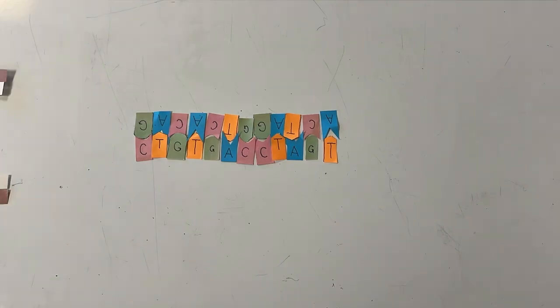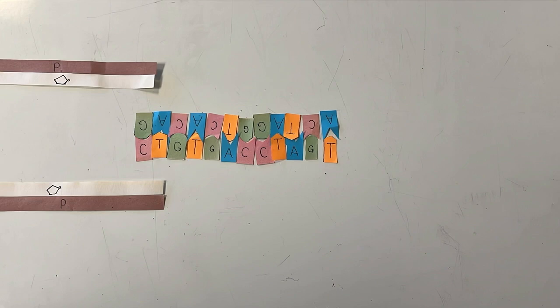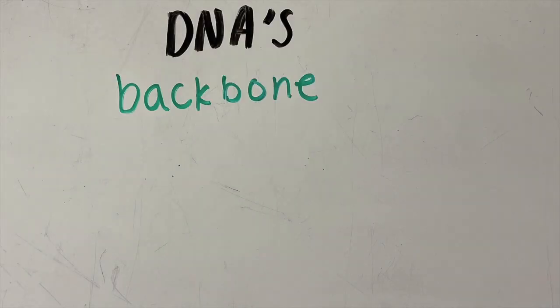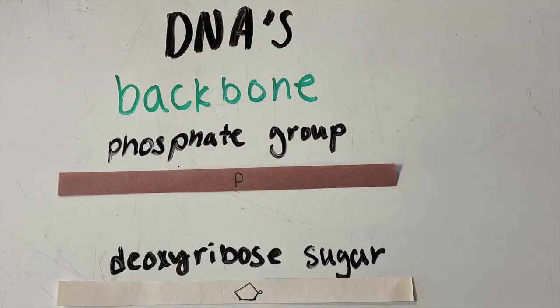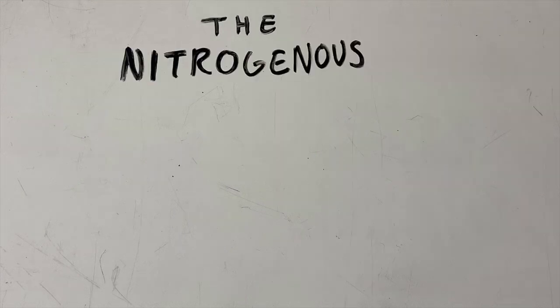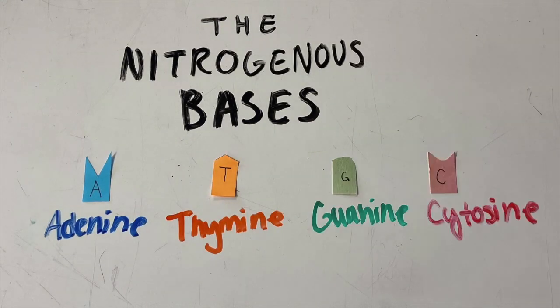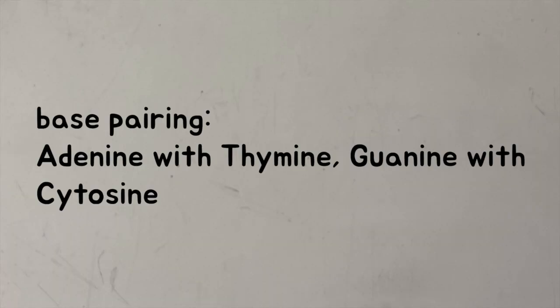So first we have to understand the representations we'll be using and the structure of DNA, which is a double helix model. DNA's backbone is made of a phosphate group and deoxyribose sugar. There are 4 nitrogenous bases for DNA: adenine, thymine, guanine, and cytosine. And we've got a base pairing rule: adenine with thymine and guanine with cytosine.